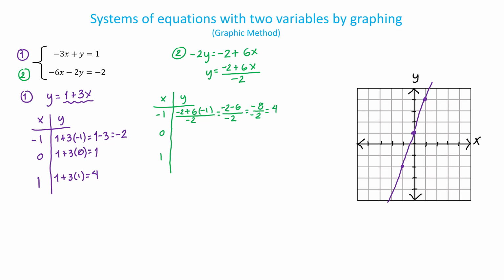Okay, now let's do it with the next number, with 0. Minus 2 plus 6 times 0 over minus 2 equals. Okay, here 6 times 0 is 0. So it's minus 2 plus 0, it's minus 2. So minus 2 over minus 2 gives us 1. Now let's do it with number 1.